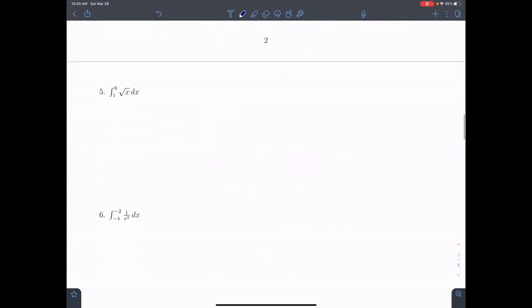We keep going. Examples, the square root of x. So we're going to do increase. Remember, this is the same thing as the integral from 1 to 9 of x to the 1/2 dx. So we're going to increase and divide. So increase to 3/2, divide by 3/2, which is the same thing as multiplying by 2/3. And then we're going to evaluate this antiderivative from 1 to 9.